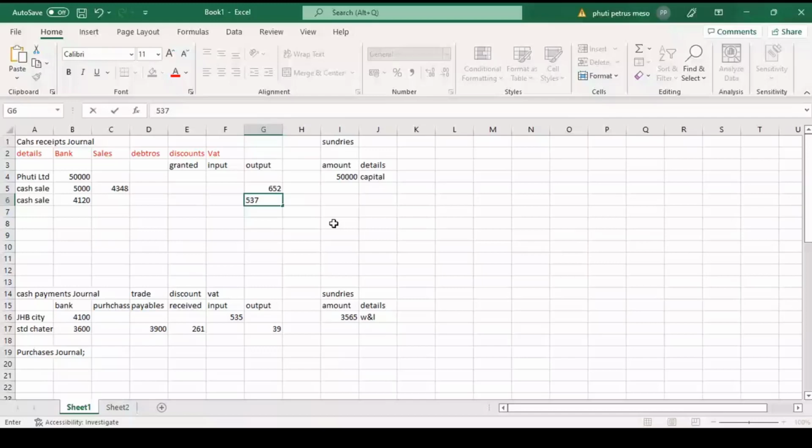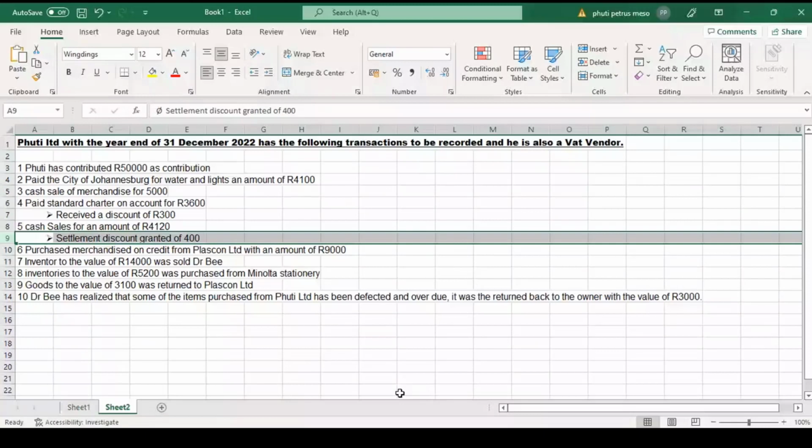Can I move on? Am I clear on this part? All right, this has a settlement discount received. We're now granting the client the settlement discount, and the VAT on it. Then of the discount received, what do we do here?